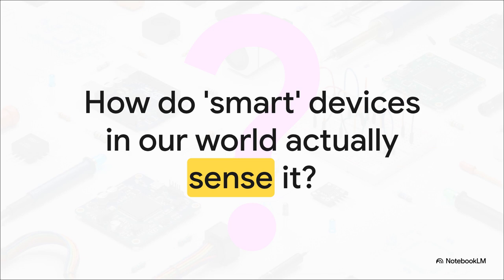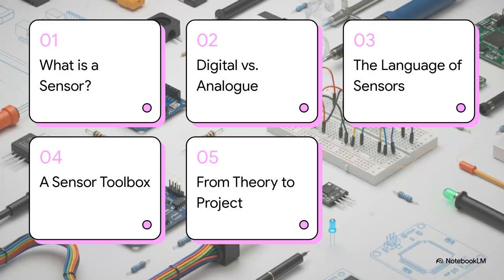There are these tiny, amazing components that are constantly translating things like heat, light, and motion into data that a computer can actually understand. So let's dive in and pull back the curtain on how that incredible translation from signal to sense really happens. So here's our game plan.